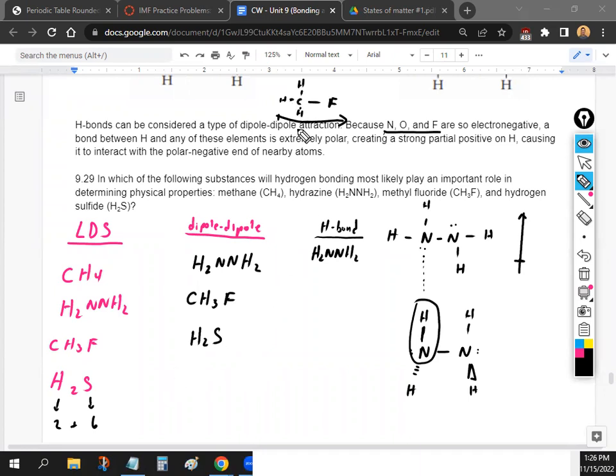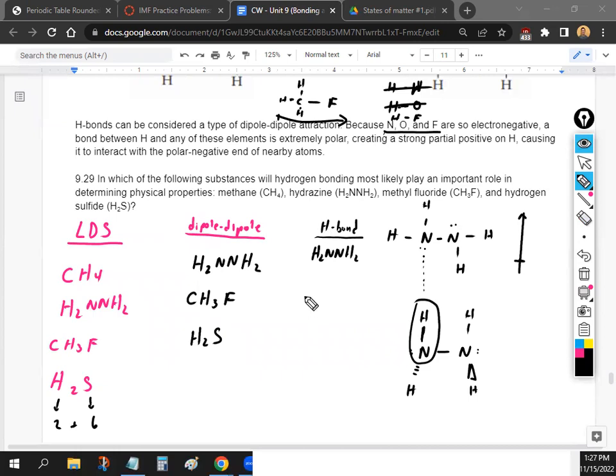Okay, let's look at the structure. Remember, it has to be a hydrogen-nitrogen, a hydrogen-oxygen, or a hydrogen-fluorine bond. Obviously there's no oxygen and no nitrogen, so we can skip those. Inside of methyl fluoride, is there a hydrogen-fluorine bond? No, it's a carbon-hydrogen bond, right? So this actually does not have a hydrogen bond because the hydrogen is bonded to carbon, not fluorine. So there is a dipole, but it's not a hydrogen bond.